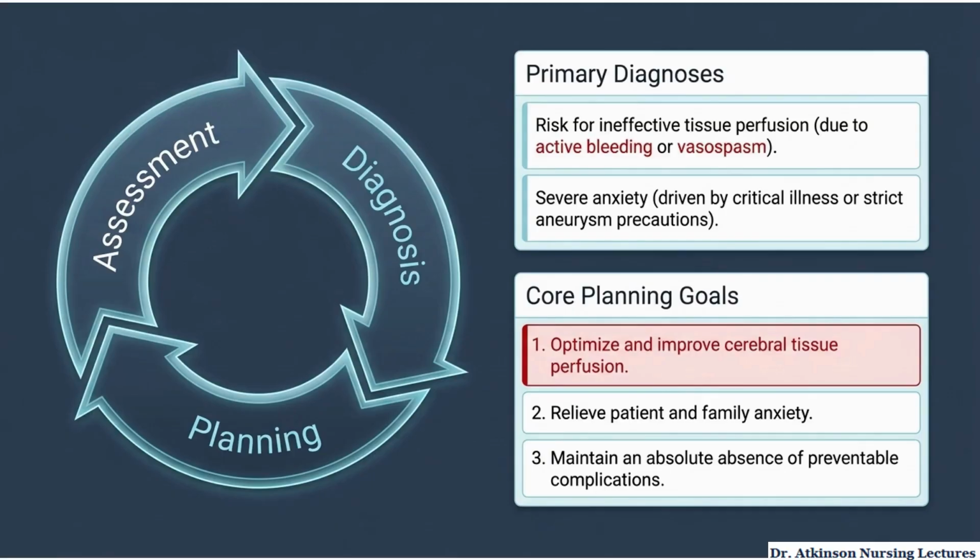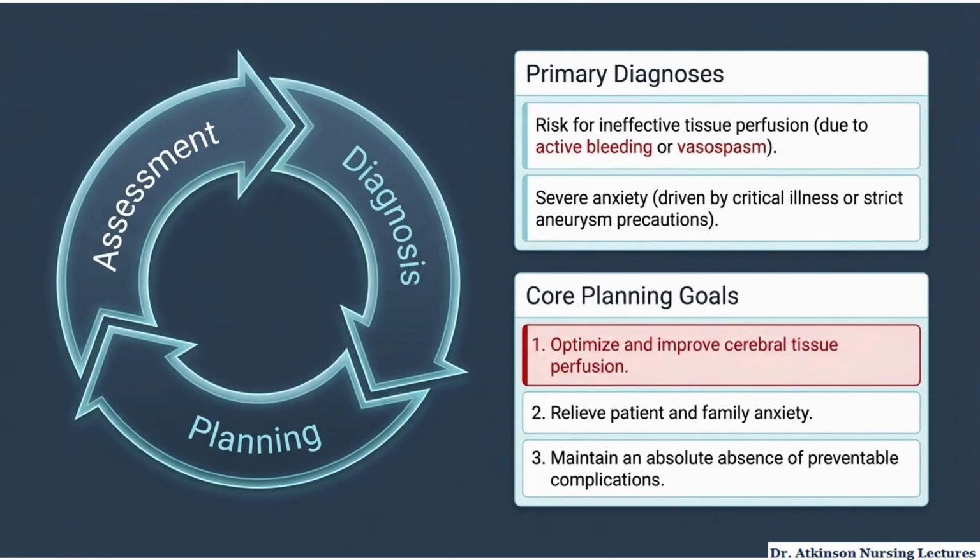Let's simplify this into the nursing care cycle. Assess, identify the problem, and plan the intervention. Then repeat constantly. In hemorrhagic stroke, one of the biggest priorities is protecting cerebral perfusion. Bleeding, swelling, and vasospasm can all reduce oxygen delivery to brain tissue very quickly.